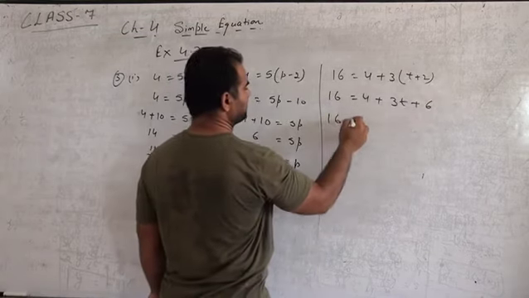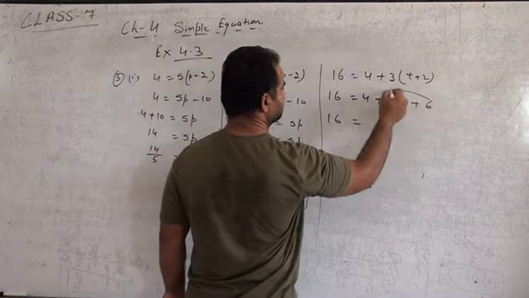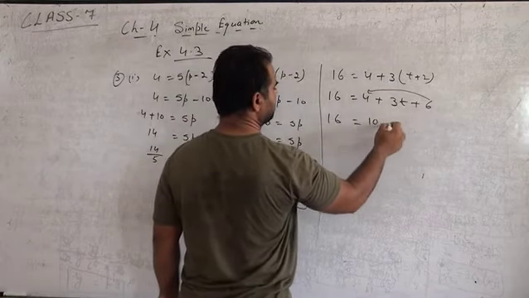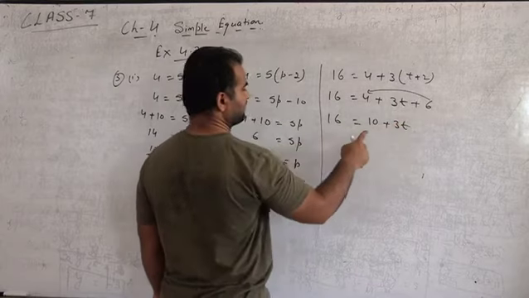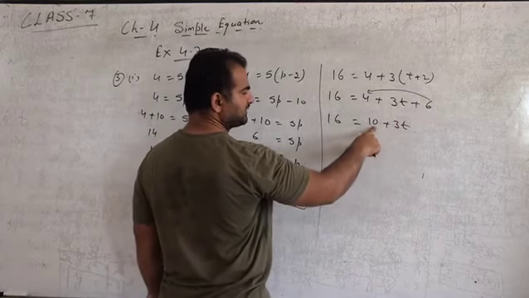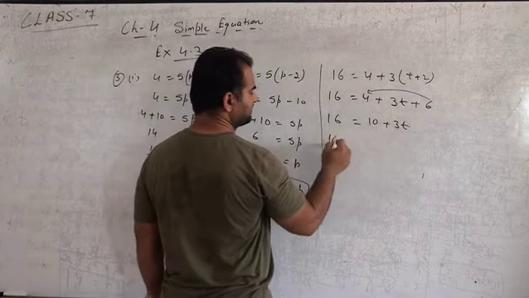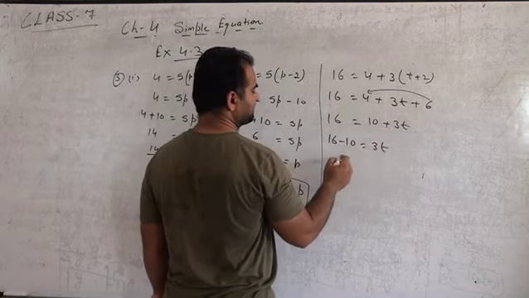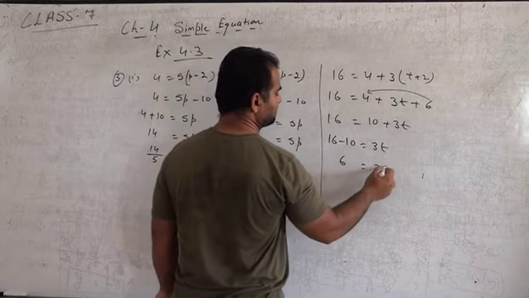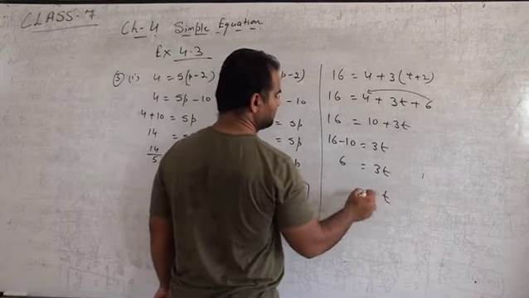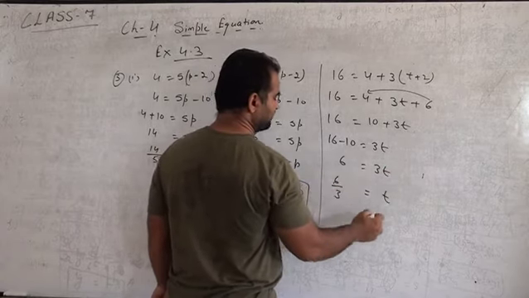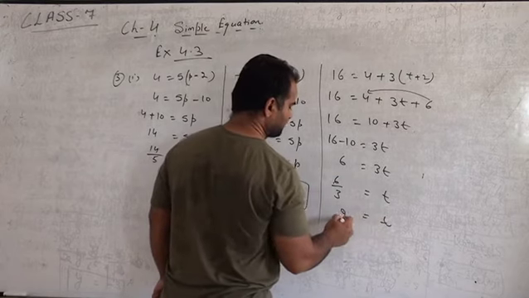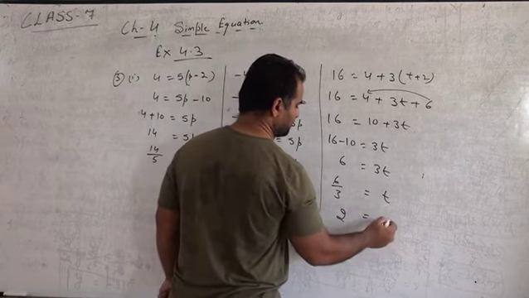Okay, 16 equals, what is 6 plus 4? It will be 10 plus 3t. First of all, what we have to do, we have to change the side of 10. So it will be 16 minus 10 equals 3t. 16 minus 10 equals 6, equals 3t, and t equals 6 upon 3. So t will be 2. Okay.